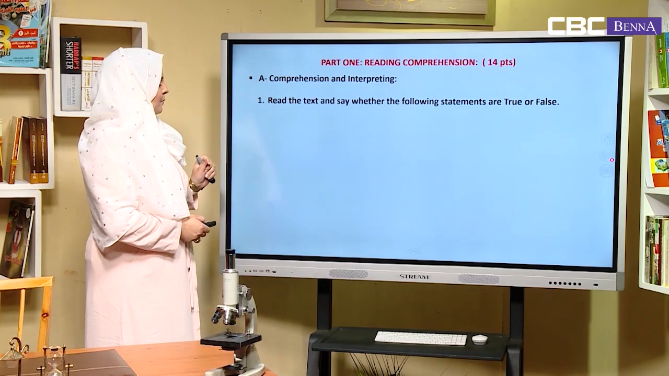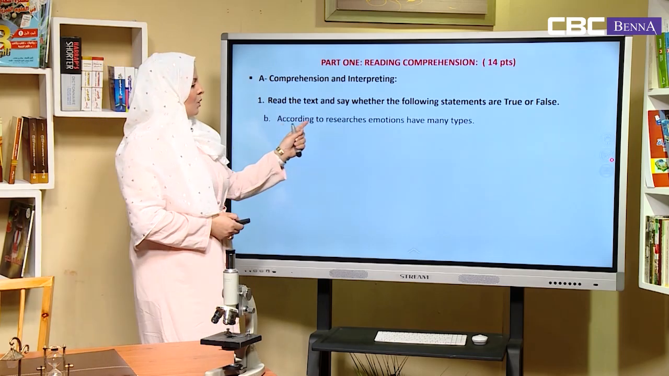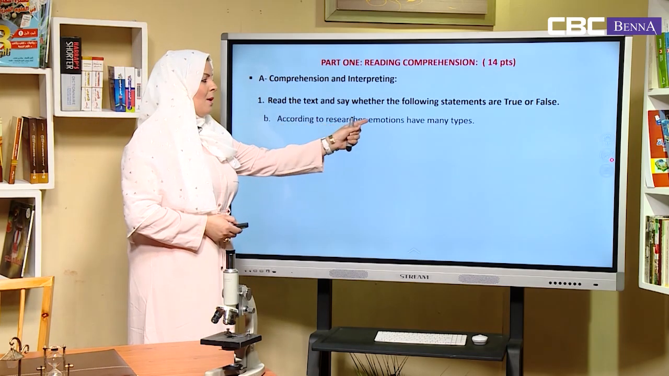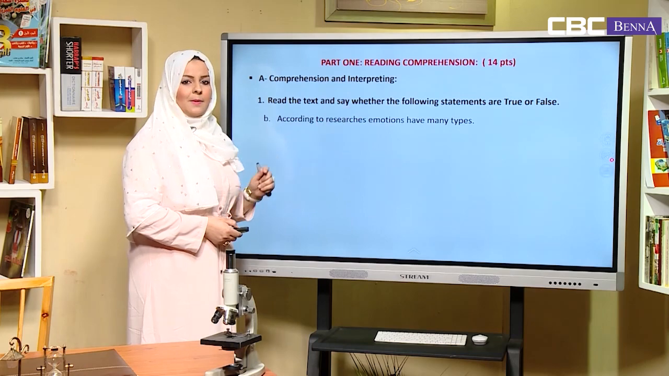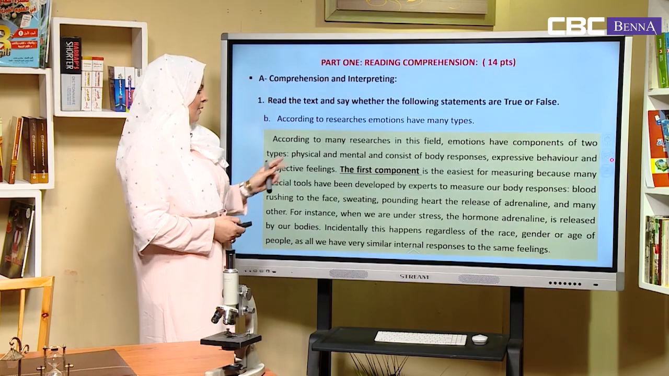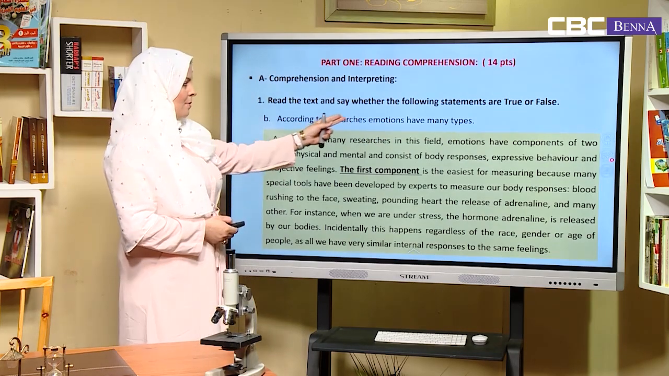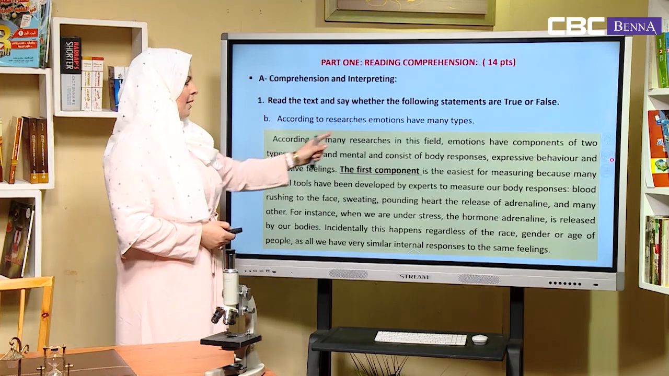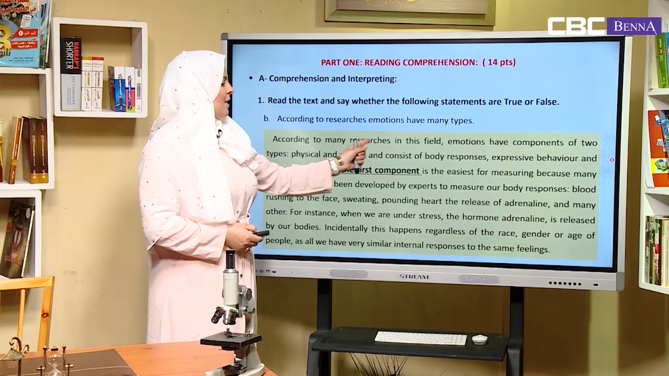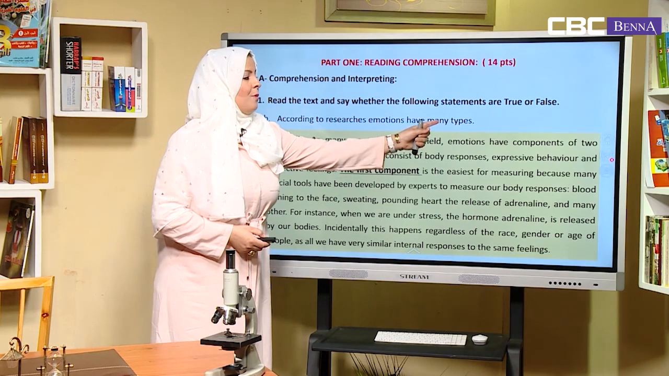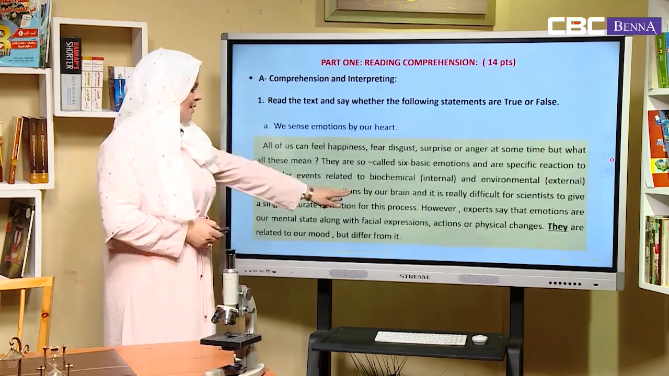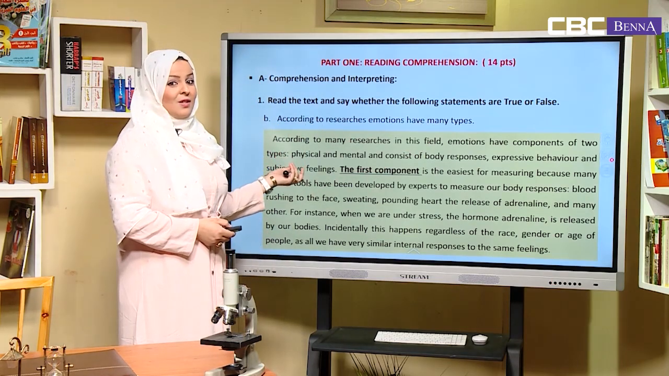Second one, according to researchers, emotions have many types. We're going to see if it's correct. Look. So emotions have many types. Look what do we have here. So in this field, emotions have component of 2 types. So here it is false again.